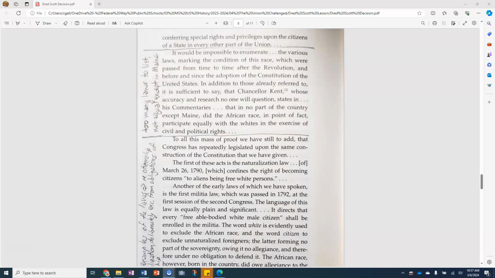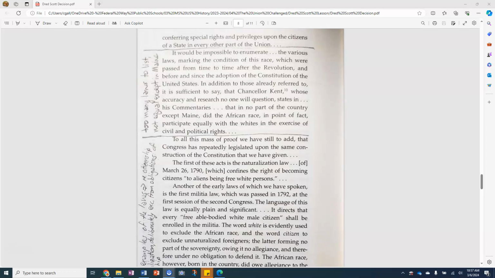Back on the text here. It would be impossible to enumerate the various laws marking the condition of this race which were passed from time to time after the Revolution, and before and since the adoption of the Constitution of the United States. In addition to those already referred to, it is sufficient to say that Chancellor Kent, whose accuracy in research no one will question, states in his commentaries that in no part of the country except Maine did the African race, in point of fact, participate equally with the whites in the exercise of civil and political rights.